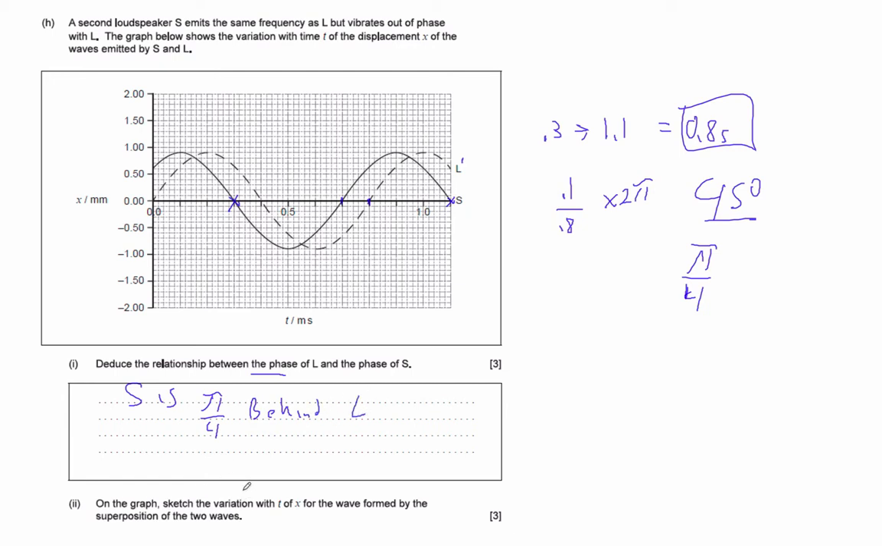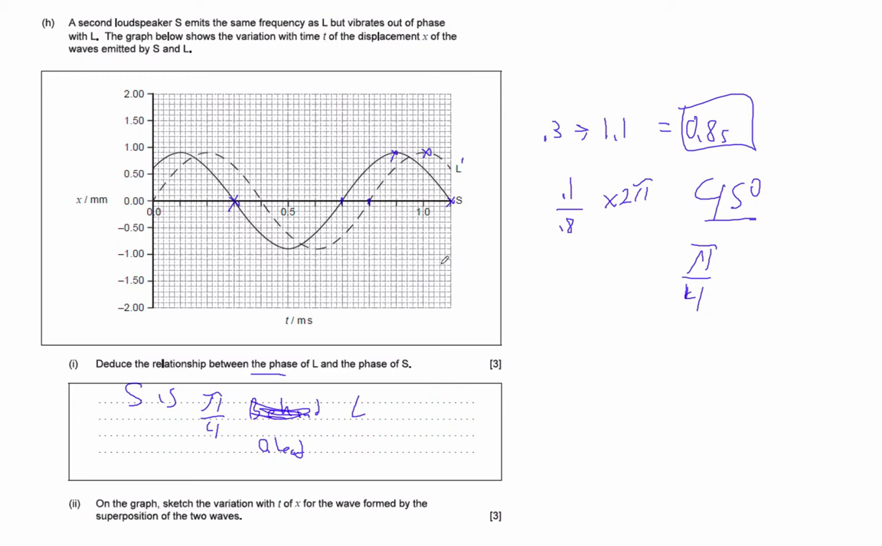What are they saying? Let's see, S leads L. Oh, S leads L. Why does S lead L? Oh, yeah, sorry. Ahead of. Right, because L reaches its peak later in time, right? S comes through the origin, L does it later, right? Yeah, these are confusing. You got to look at the graph.